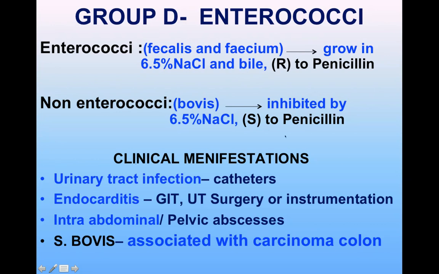Now, the clinical manifestations are important. You get an MCQ on Bovis, which has been associated with carcinoma of the colon. However, patients who have been catheterized develop urinary tract infection, and you are able to isolate these enterococci. Similarly, enterococci after GIT surgery or urinary tract surgery or instrumentation can lead to endocarditis, and they are also responsible for intra-abdominal or pelvic abscesses.